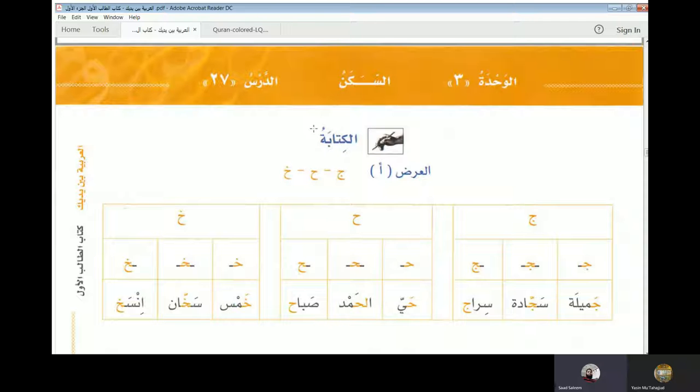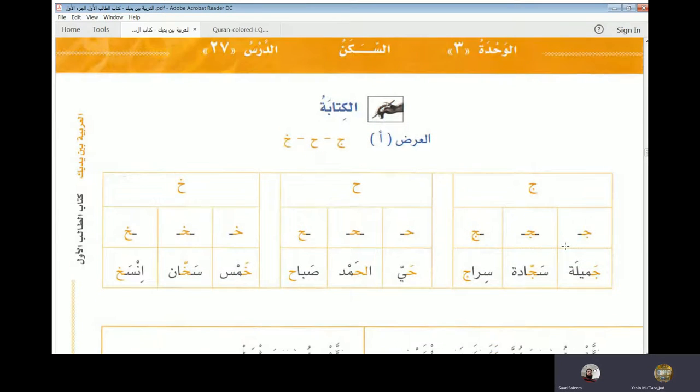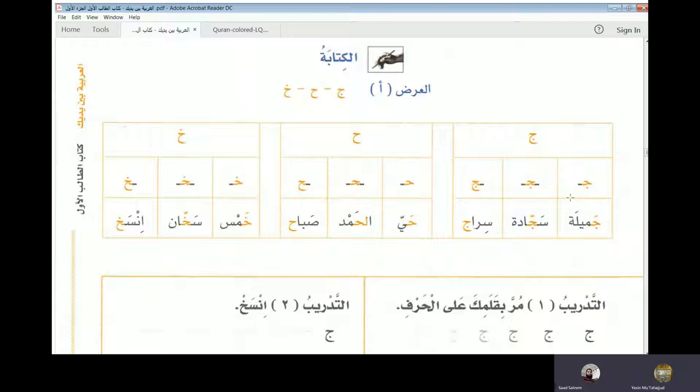Then we have al-kitaba, which means writing. This chapter number 27 is for writing practice only, okay? So when the alphabet jim is written at the start of the word, its shape is like this.